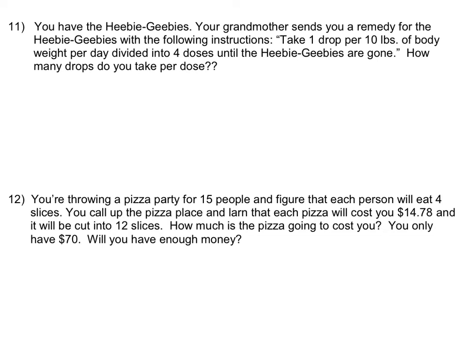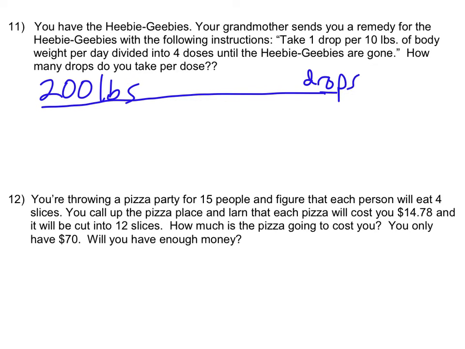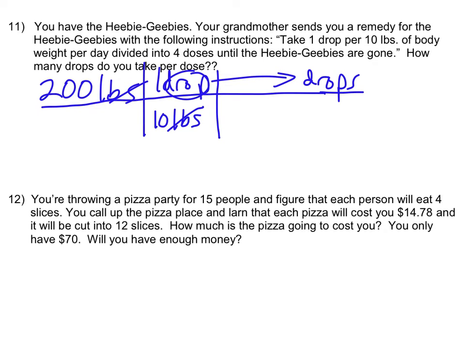So the first thing we need to figure out is, well, how many pounds do we weigh? So I'm just going to set an even number here at 200 pounds. And I want to figure out how many drops I need for my body weight. And I know that it says per 10 pounds of body weight, I need 1 drop. Well, my pounds cancel. I'm left in drops. Good to go there. 200 divided by 10 is 20 drops. And this just lets me know how many drops that I need to take each day.